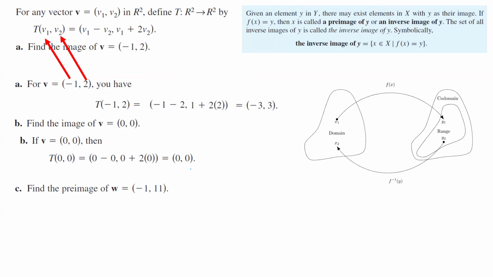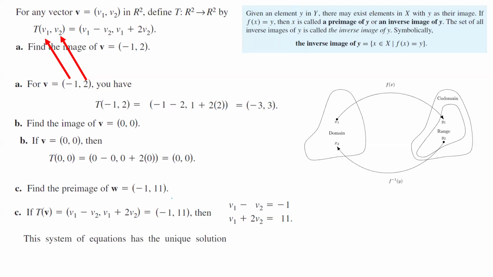The next question says, find the preimage of W. Guys, now W is in the codomain, -1 and 11. Take a look. By definition, T of V is equal to v1 minus v2 and v1 plus 2v2, which is equal to -1 and 11. Well, it's not that difficult to see that v1 minus v2 is -1, and v1 plus 2v2 is 11.